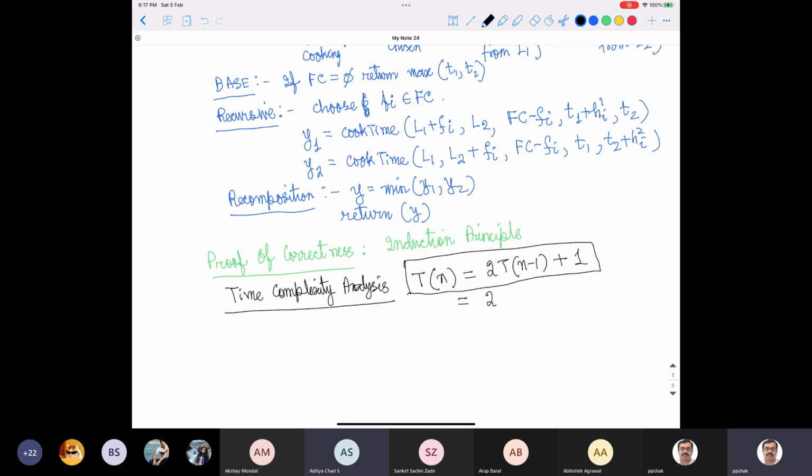Solution to this, I think it's 2 power n minus. Do it. All of you do it and tell me the exact answer. Yes, sir. All of you open up the recursion and do it.